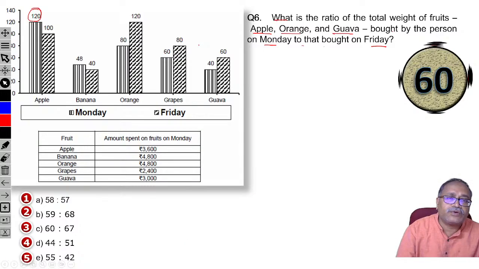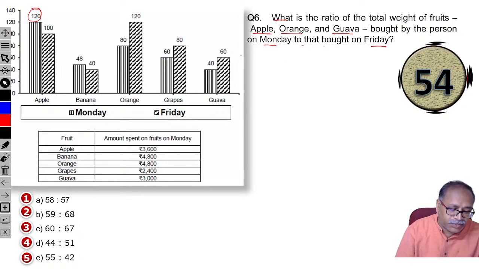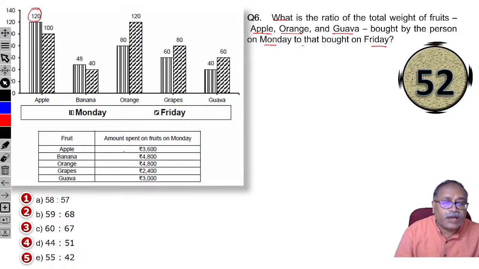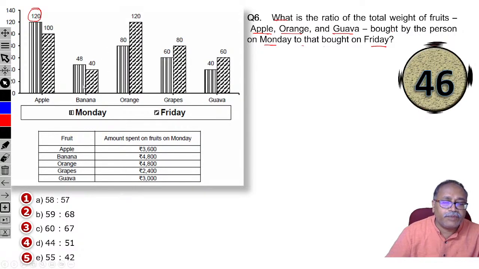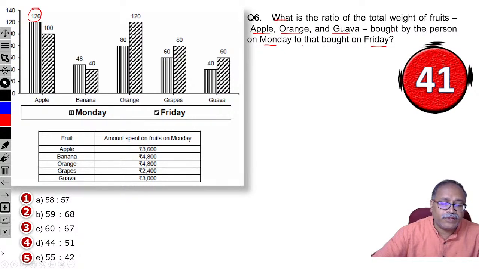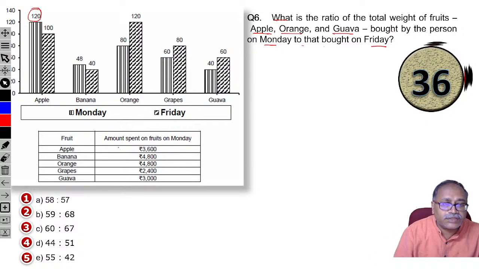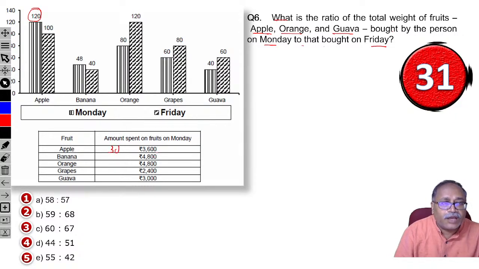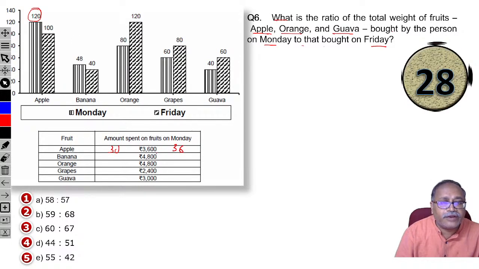So now come to the question part. Once again we will start the timing from the beginning. Apple, orange and guava. Anyone answer the question? So how do I get the apple? 3,600 divided by 120. So we will be getting the value of the number of apples. What is that number of apples I am getting here? It is 36. 30. And 3,600 divided by 100, I get this 36, that is for Friday.